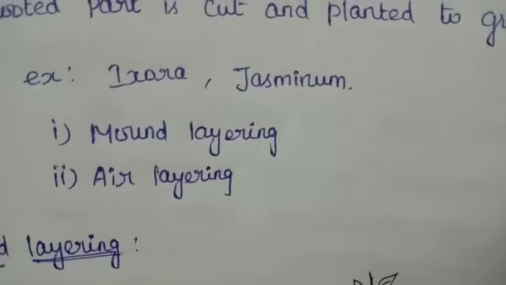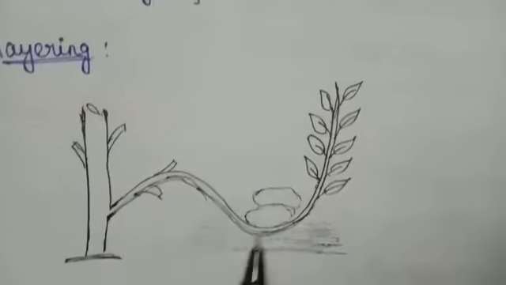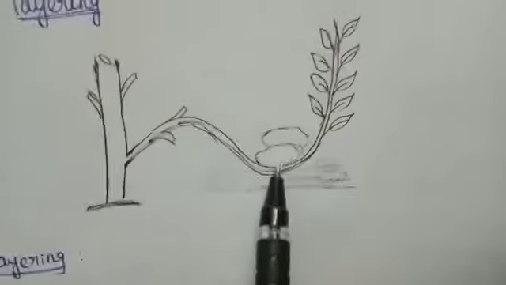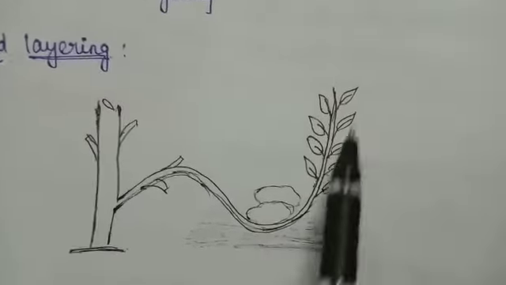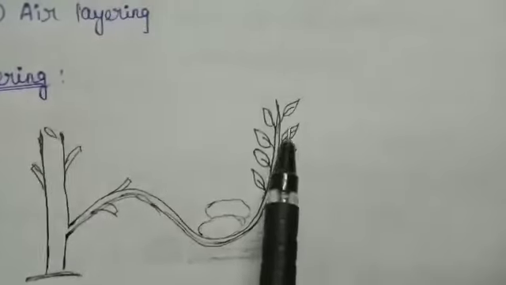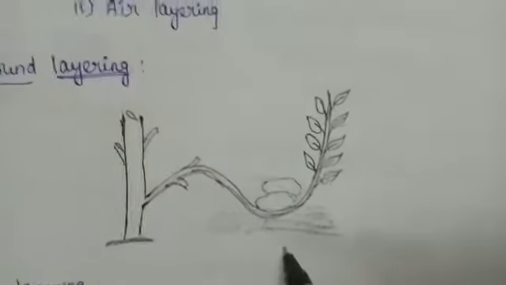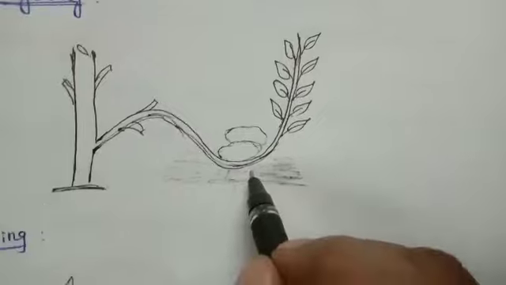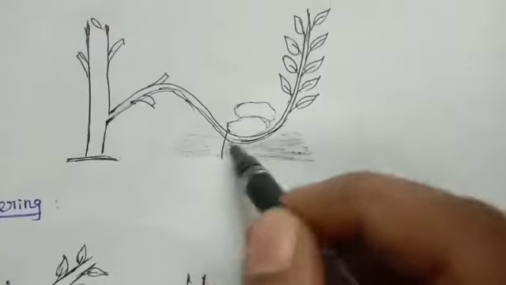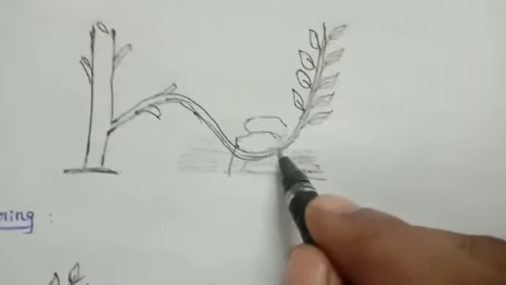Mound layering. This method is used in plants having flexible branches. The lower branch is bent to the ground and part of the stem is buried in the soil and the tip of the branch is exposed above the soil. After the root emerges from the part of the stem buried in the soil, a cut is made in the parent plant so that the buried part grows into a new plant.